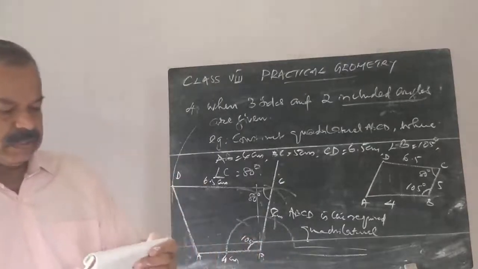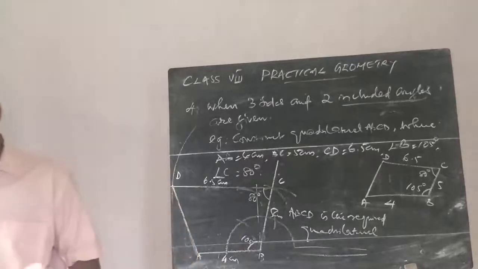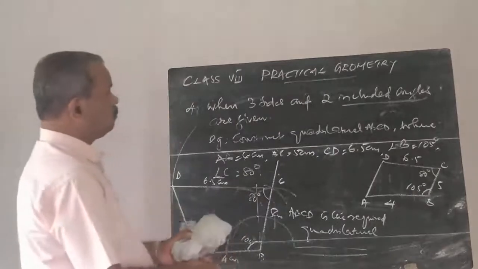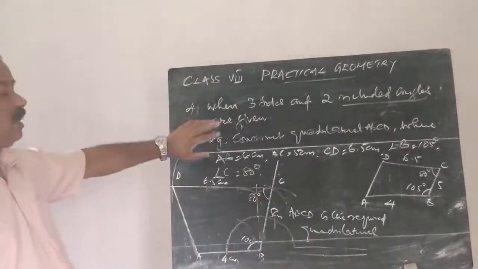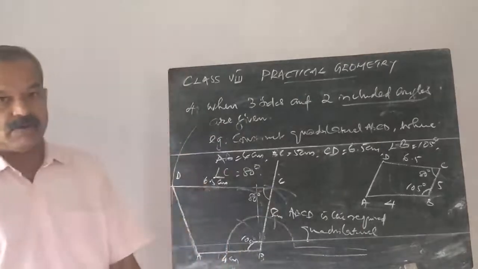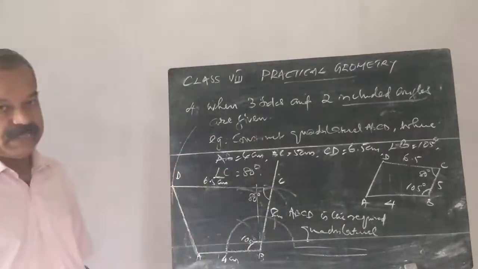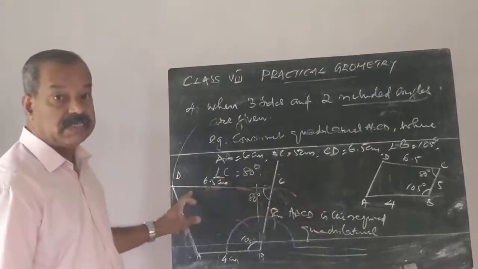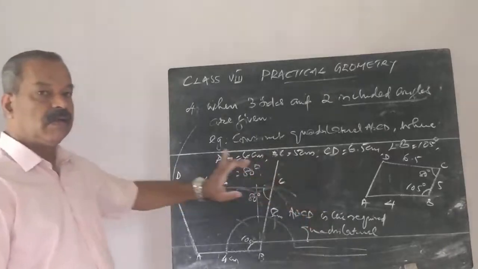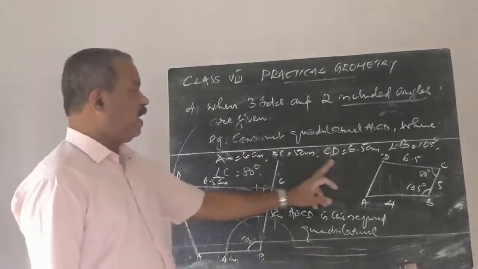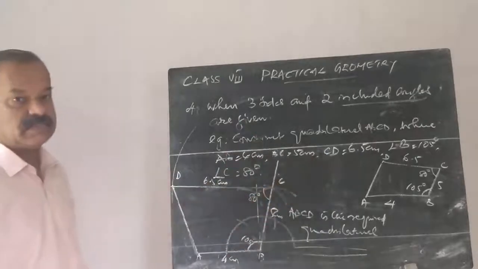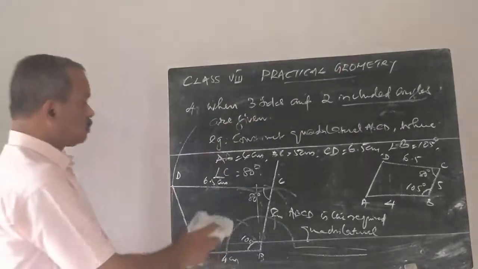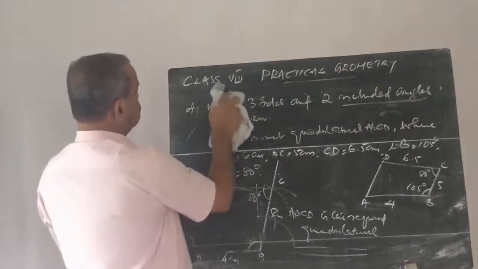Next, some special cases of quadrilateral. What are the special cases of quadrilateral? So we got cases in which we can construct a quadrilateral. How many measures are required to construct a quadrilateral? 5 measures. They are the 4 sides and 1 diagonal, 3 sides and 2 diagonals, then two adjacent sides and three angles, then three sides and two included angles.